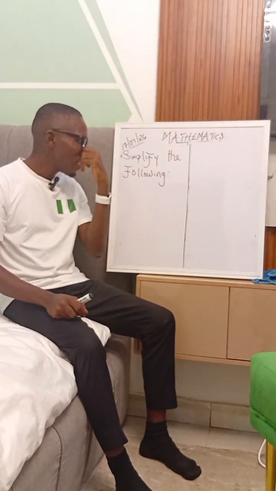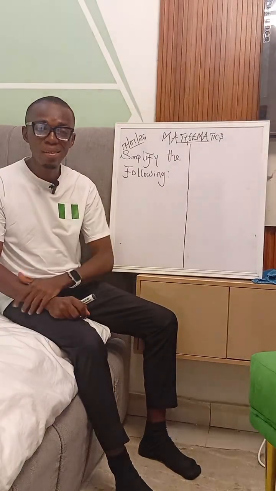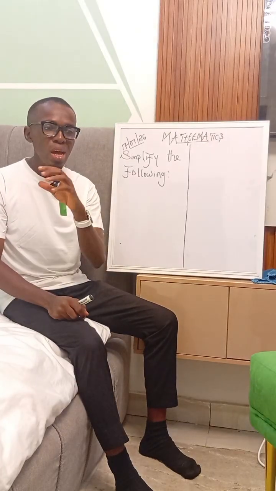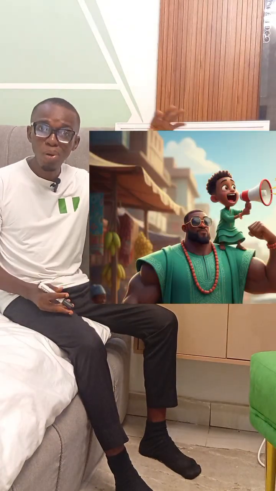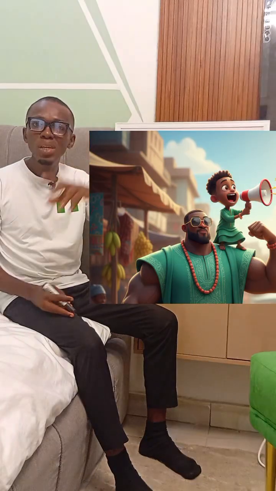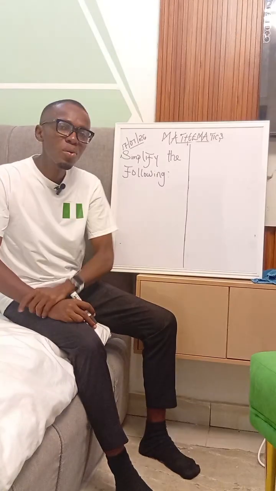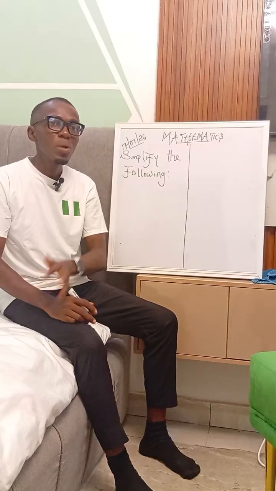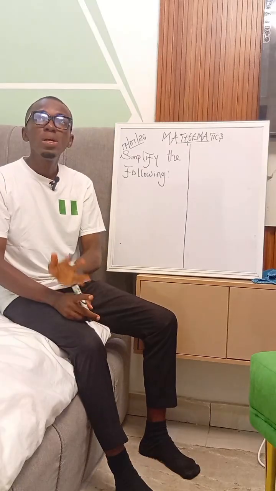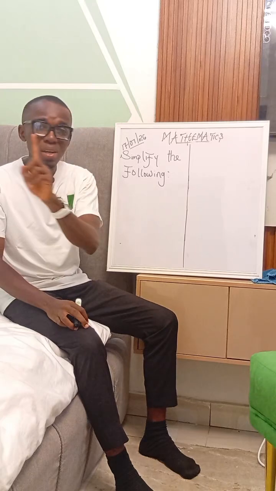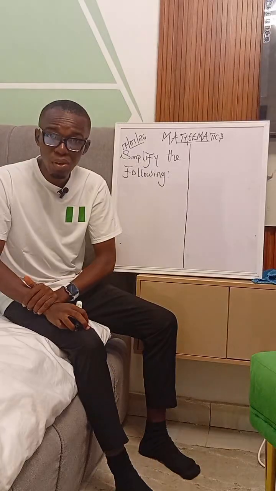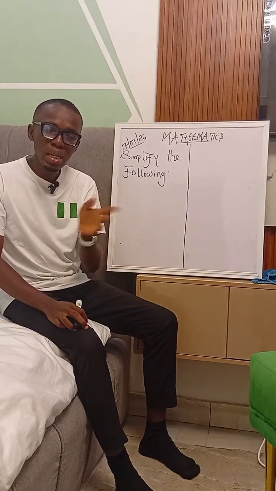Yes, so today we are going to continue from what we did yesterday. Yesterday we looked at indices and we were able to explain what indices is. I used the concept of a big guy and a small guy at the top. And then we also talked about the laws of indices. We talked about the multiplication law, the division law, and the zero index: anything raised to the power of zero is one, except zero itself. If zero is raised to the power of zero, it's not zero, it's undefined.